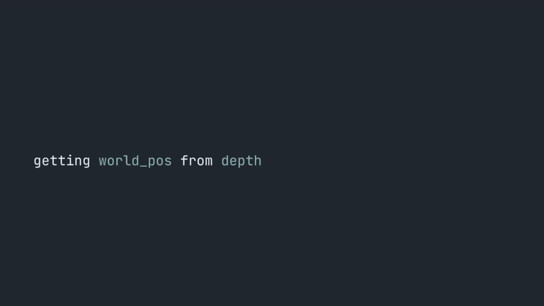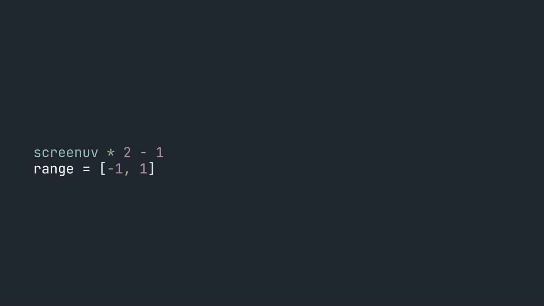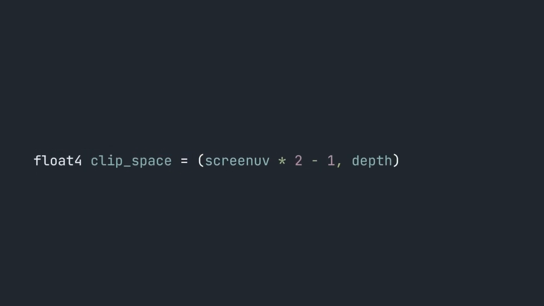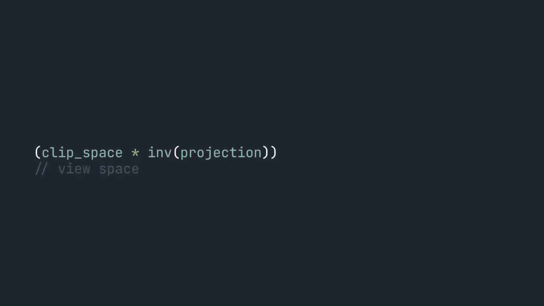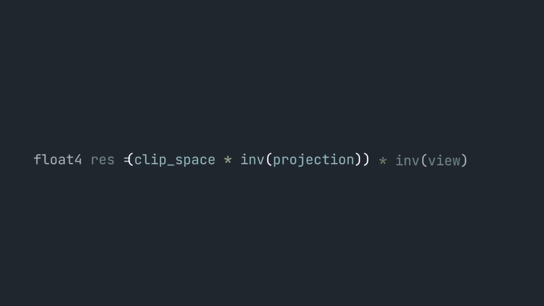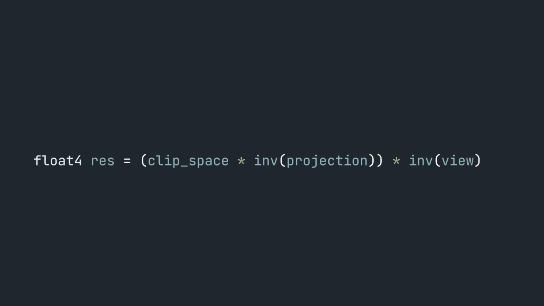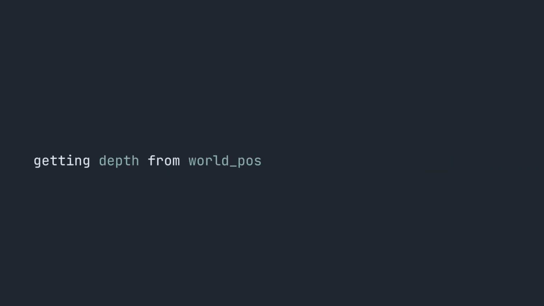Now we will act the GPU pipeline to get the world pos from the depth. We first get the clip space coordinate, which we get by using the screen UV, which is in 0 to 1 space. We multiply it by 2 and we subtract 1, which will get us -1 to 1 space. And then we use the depth as the z parameter. We multiply the clip space by the inverse of the projection, which will take us into view space. We then take the result of that and multiply by the inverse of the view matrix, which will get us in world space.